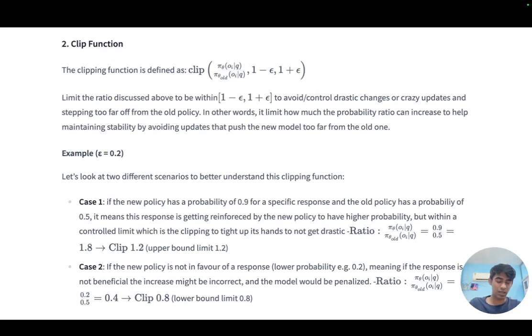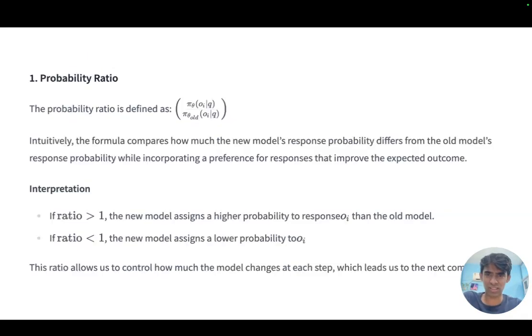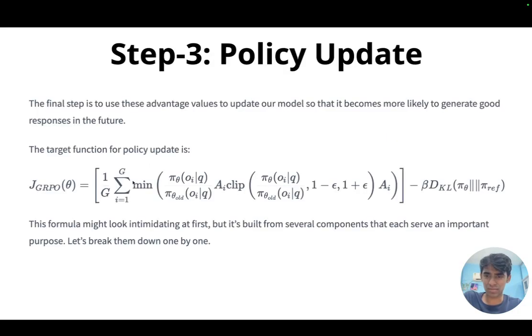like the numbers changing too much every time, because you don't want your graph to go like this, something like this, right? You want small changes, because this is how you learn. Okay, in other words, it limits how much the probability ratio can increase to help maintain stability, right? So it's a basic clipping function. I don't think there's much to discuss here, because till now we have already discussed this part, right? This part is being discussed.